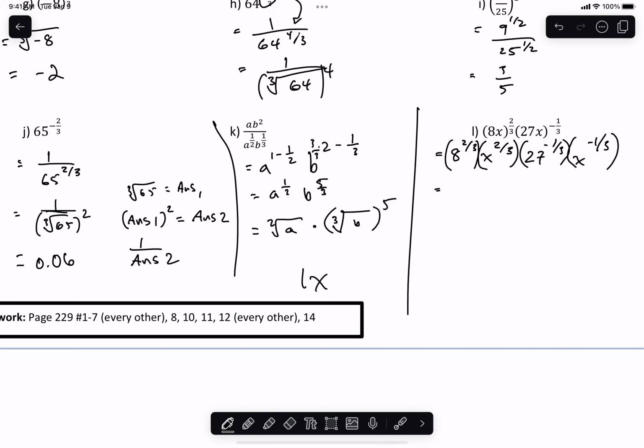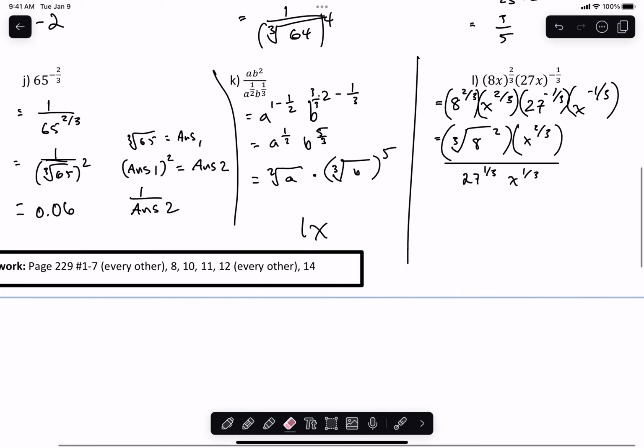So if I rewrote this, it's going to be the cubed root of 8 squared multiplied by x to the 2/3. And then all that is going to be divided by 27 to the 1/3, x to the 1/3. I'll let everybody get caught up. Make sure you're okay with that.